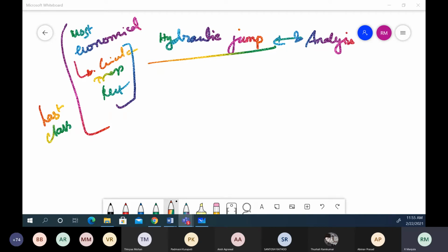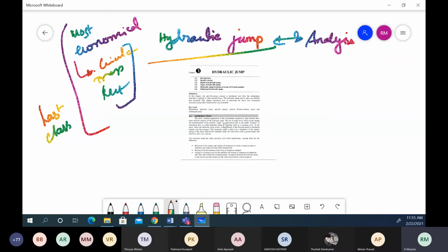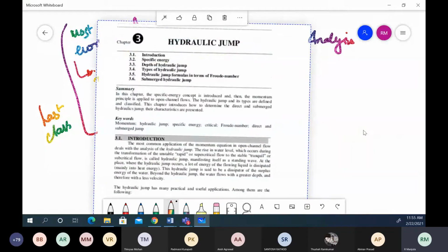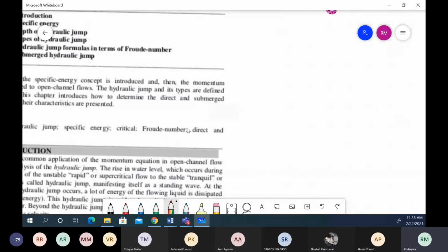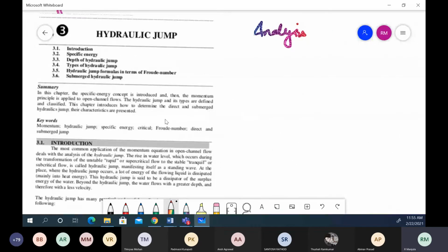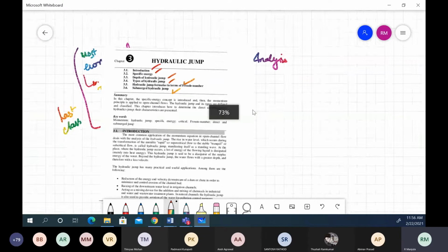Now, what is meant by hydraulic jump, and what are the features? What are the discussions we are going to have in hydraulic jump? These are the things we are going to discuss: the definition, which means introduction, then specific energy, depth of hydraulic jump, types of hydraulic jump, hydraulic jump formation in terms of Froude number, and submerged hydraulic jump.